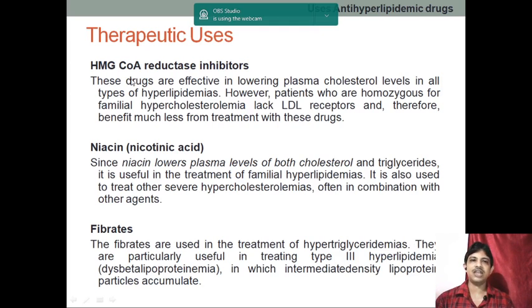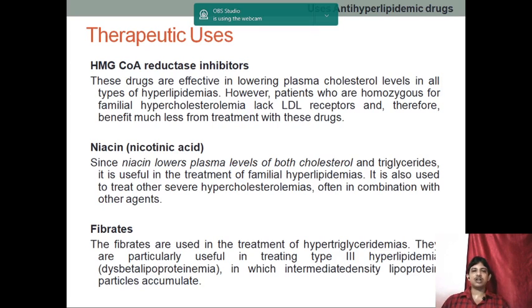Now, statins or HMG-CoA reductase inhibitors affect the lowering of plasma cholesterol. In case of any type of hyperlipidemia, they are useful to reduce the plasma cholesterol. However, patients who are homozygous for familial hypercholesterolemia and lack LDL receptors benefit much less from treatment with this drug. So those lacking the LDL receptor may not get much benefit.